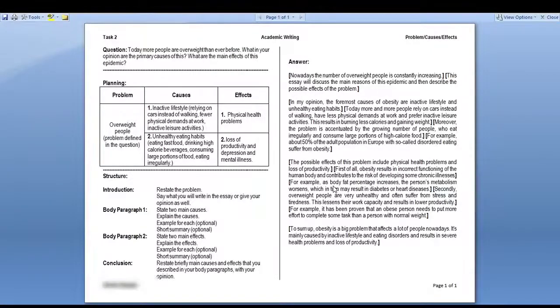Now I'm going to give an example. As I said, example and summary are optional. So in the first point, I have given a summary, and in the second point for my causes, I am giving an example. For example, about 50% of the adult population in Europe with so-called disordered eating suffer from obesity.